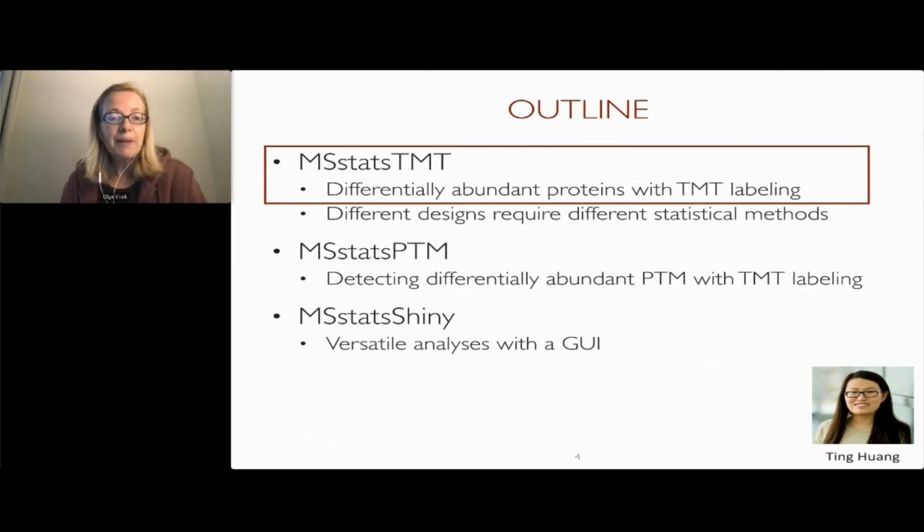Okay, so the plan for today, I will spend most of the time talking about MStats TMT, and then I will show you also how in the context of TMT labeling, we can also extend these methods to post-translational modifications, and also how this can be accessible through the graphical user interface.